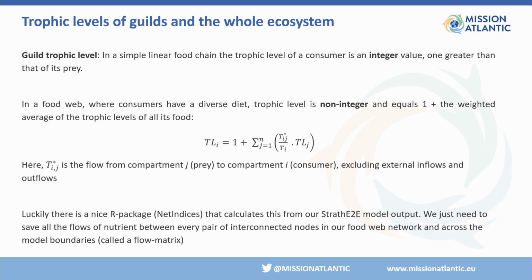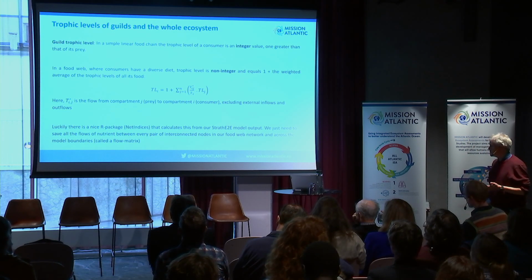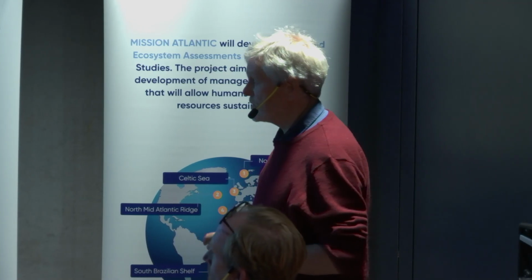And there's the equation. So luckily there's a nice R package called NetIndices that calculates all that from our StrathE2E model output. All we need to do is to save all the results in what we call a flow matrix, which is the flows between every pair of nodes in the network of our model. And then we feed that into NetIndices and get an answer. So that's super easy.